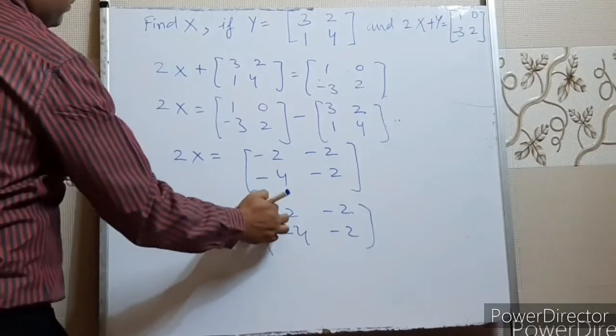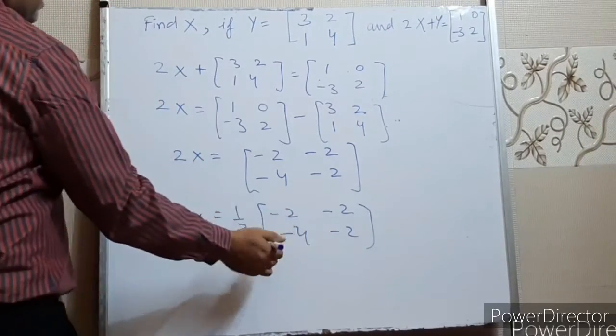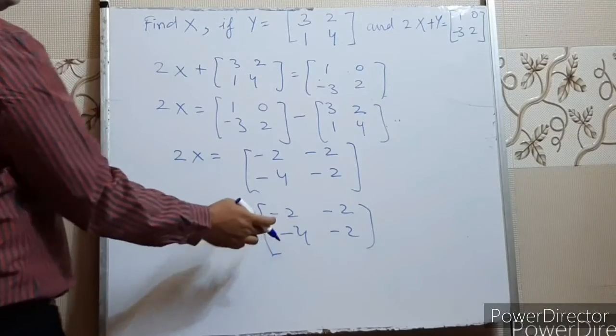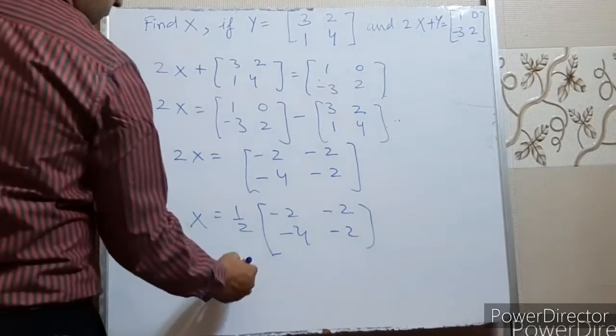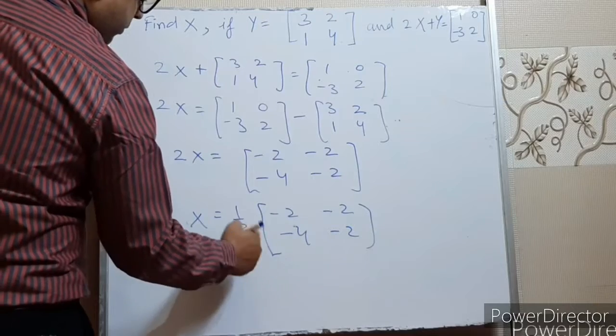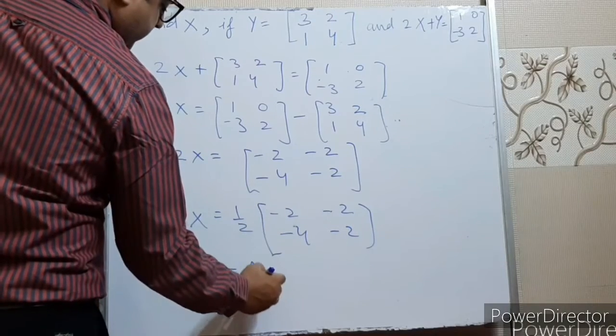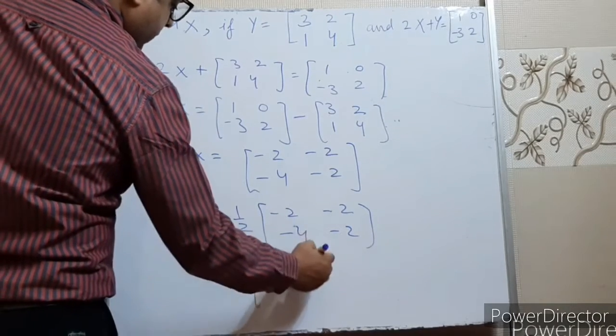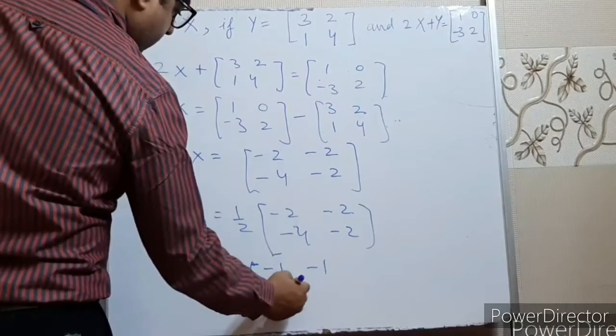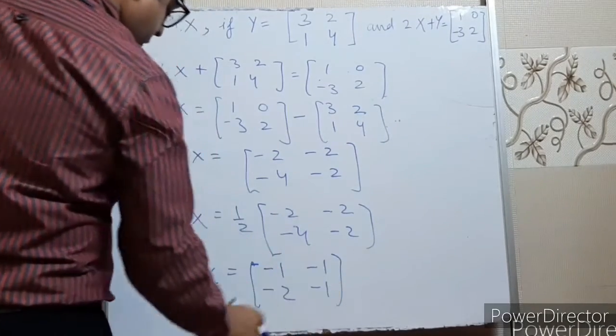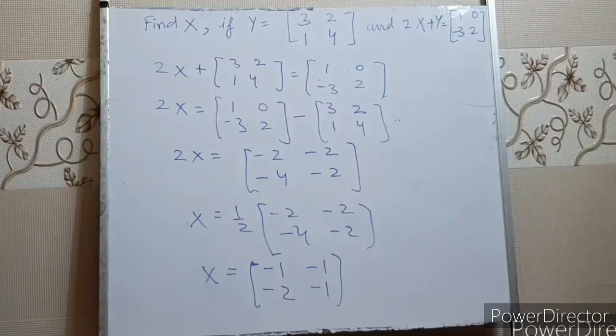Whenever you multiply 1 by 2 with this matrix, that means this 1 by 2 will be multiplied in every element of the matrix. So, when 1 by 2 is multiplied by minus 2, you will get minus 1. Here again you will get minus 1, minus 2 and minus 1. Okay children, all these sums are of the class 10 syllabus. Please note down.